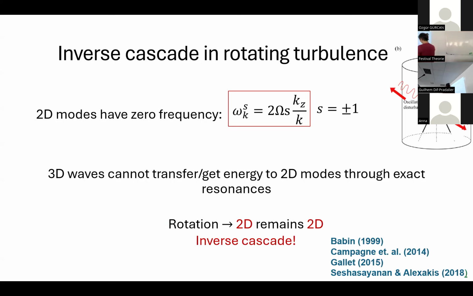So in particular, that means that if you have rapidly rotating flow, and of course I'm not saying anything about growth speed so far, so I'm just being very wavy. If you have rotation and you inject energy in 2D, then it stays in 2D. So if you have a 3D flow and you inject energy in 2D, that energy will not interact with 3D modes, and so there will be an inverse cascade.